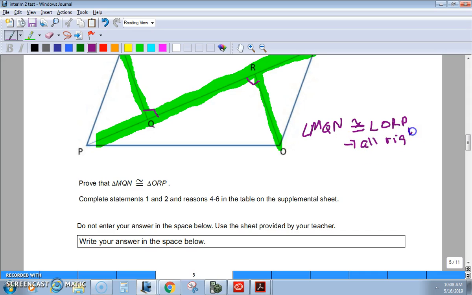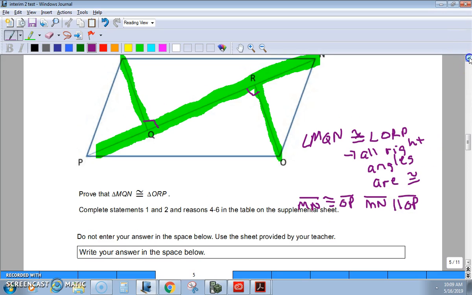all right angles are congruent, and you can either say are congruent or are 90 degrees, right? Okay, are the same, are congruent. Okay, and then it says MN is congruent to OP, and MN is parallel to OP.